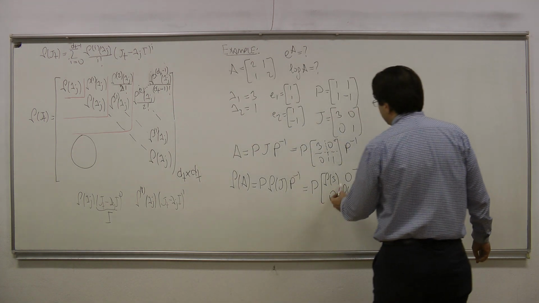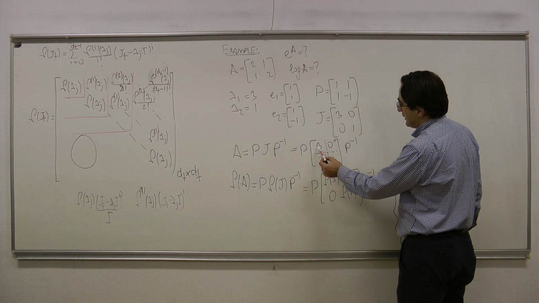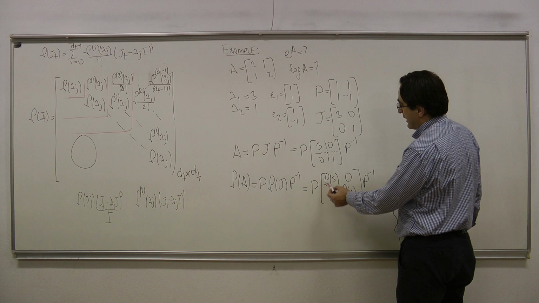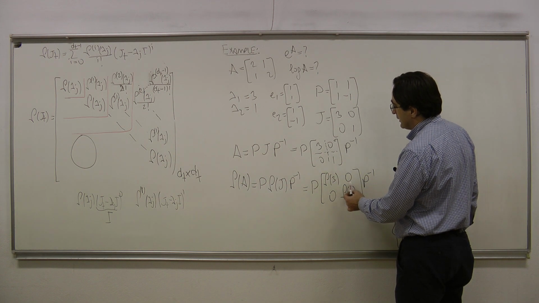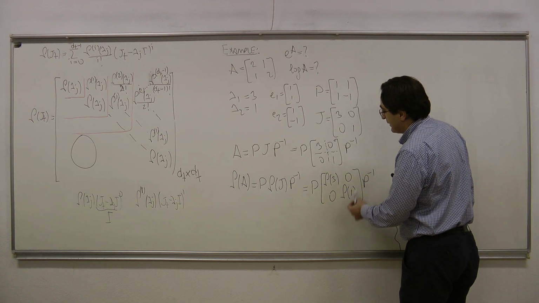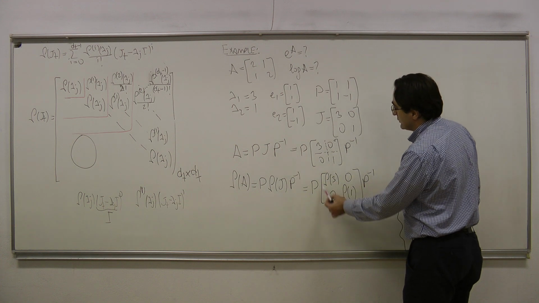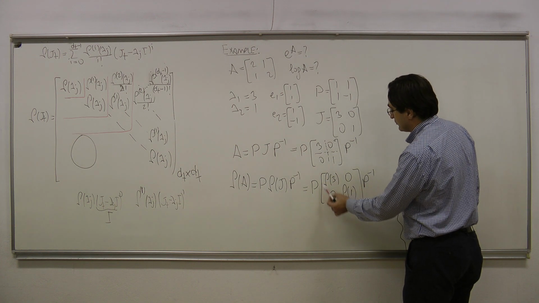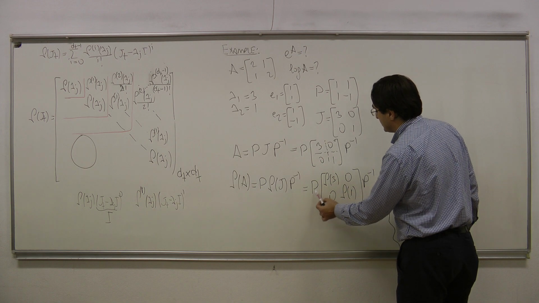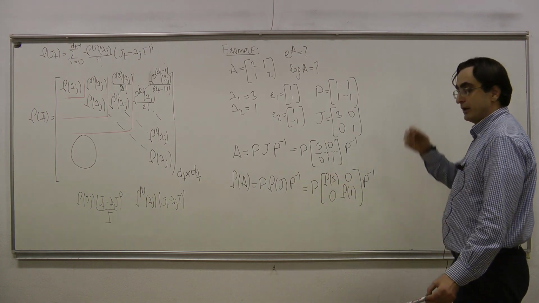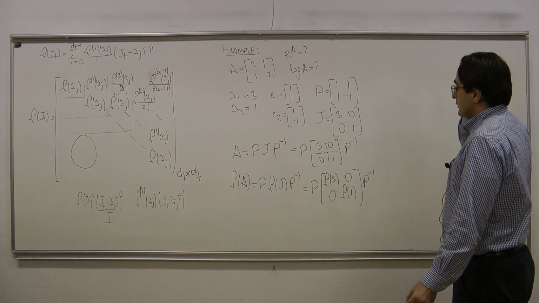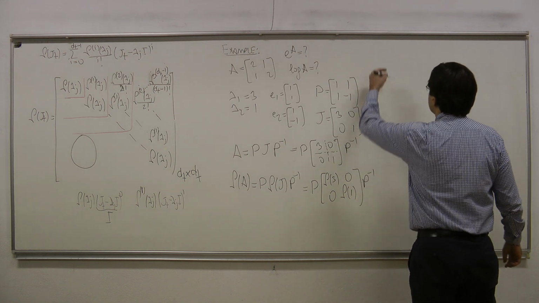And here we reach that thing. We pass the eigenvalue 3 through the function f, we pass the eigenvalue 1 through the function f, and then we obtain the function of this Jordan canonical form. Then we multiply it with P and P inverse, and we are done. Now let us try to apply this theory.